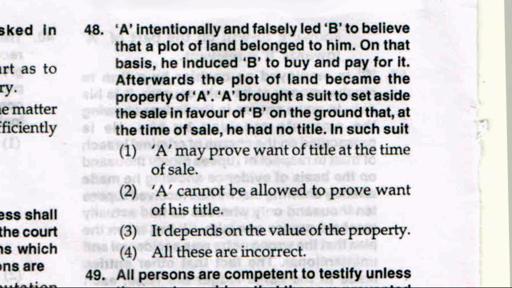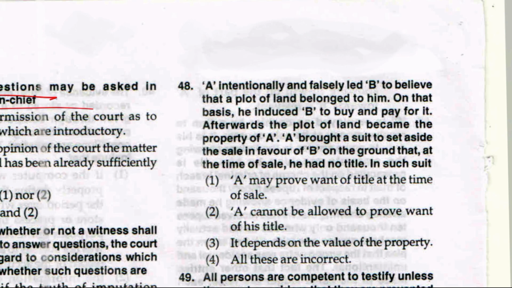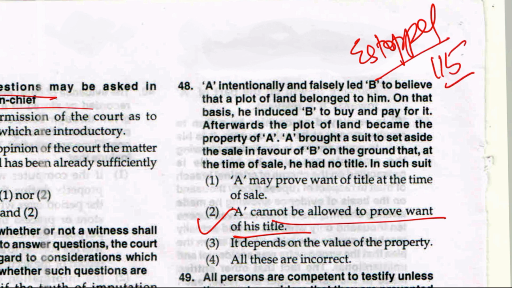Come to question number 48. A intentionally and falsely led B to believe that a plot of land belonged to him. On that basis, he induced B to buy and pay for it. Afterwards, the plot of land became the property of A. A brought a suit to set aside the sale in favor of B on the ground that at the time of sale he had no title. In such a suit, option 1, A may presume a want of the title at the time of sale. Option 2, A cannot be allowed to prove want of his title. Option 3 depends upon the value of the property, or all of these are incorrect. It is option 2. A cannot be allowed to prove the want of his title, and this is related to what? Estoppel. Which section? Section 115 of Evidence Act, and this is basically its illustration.